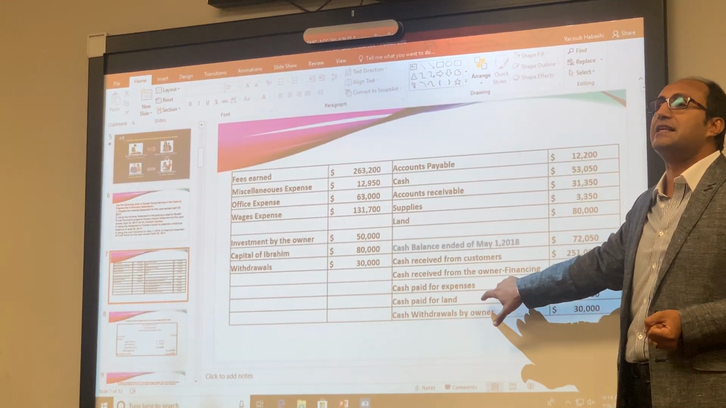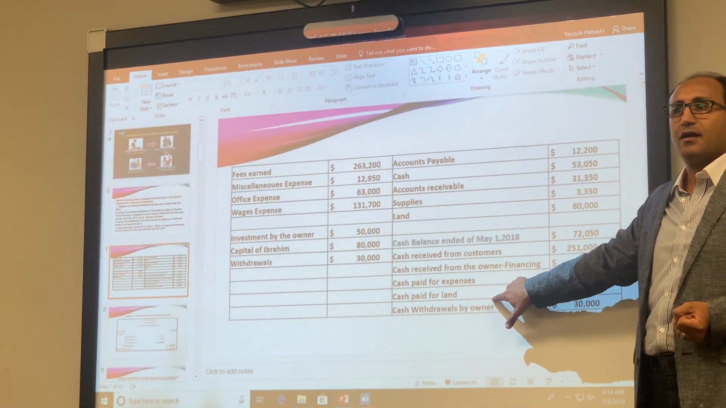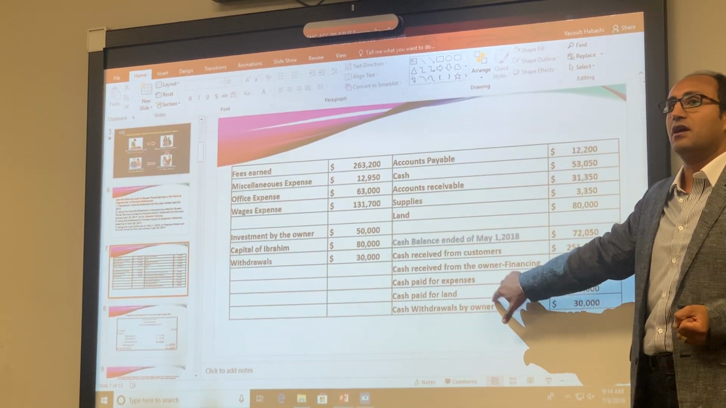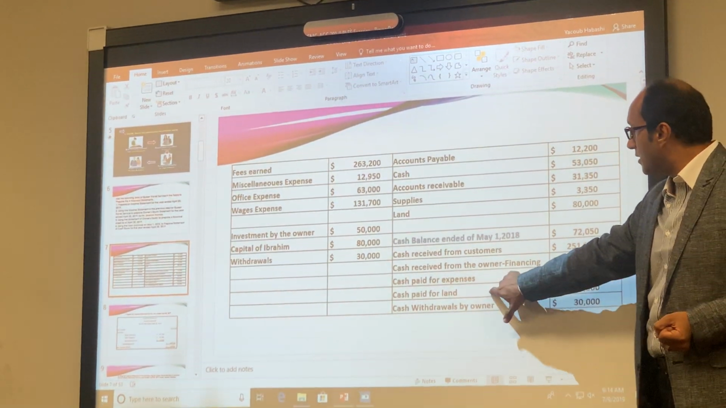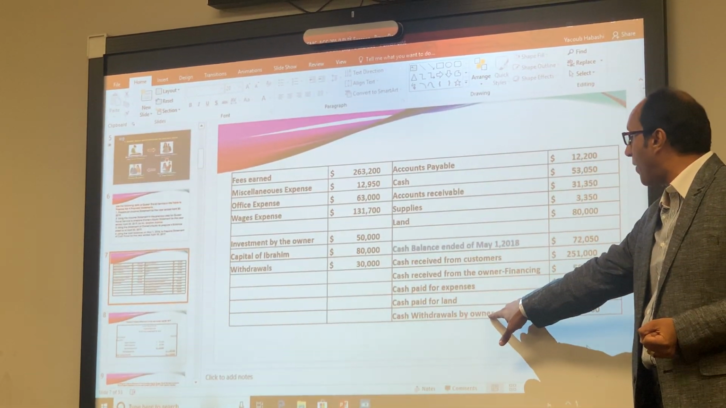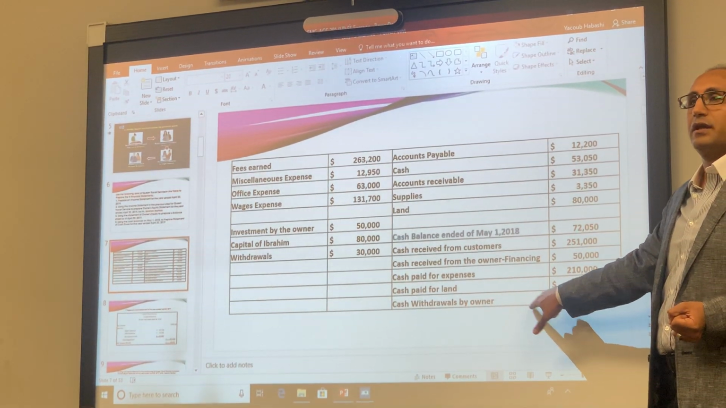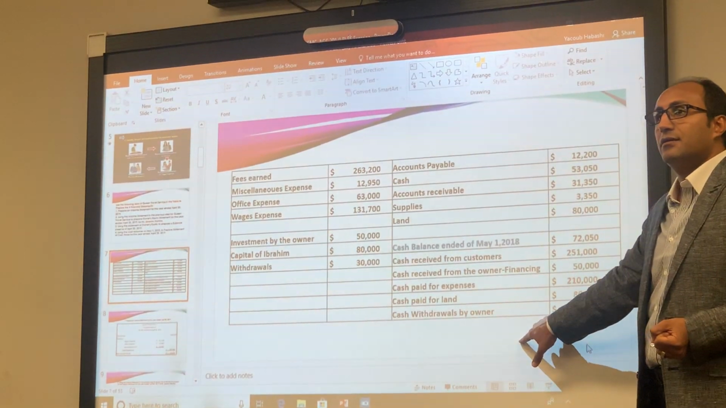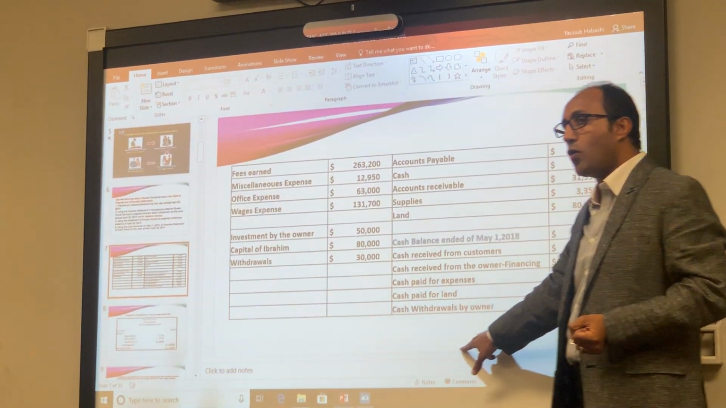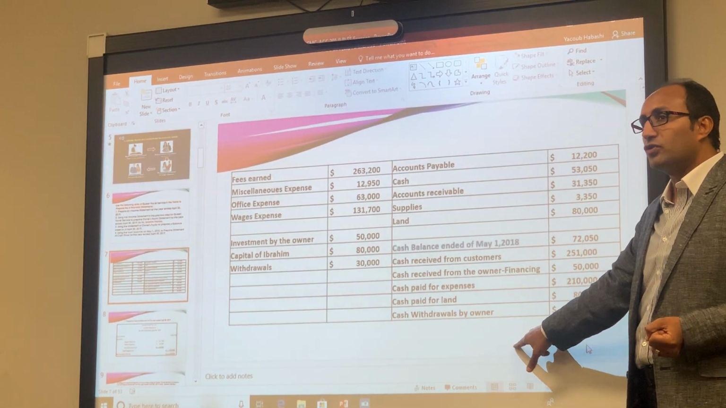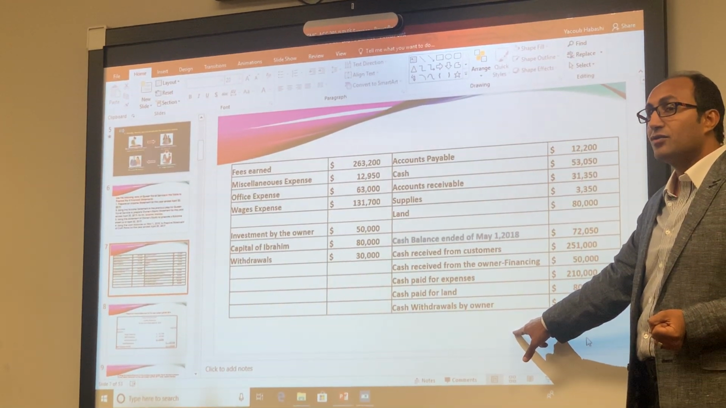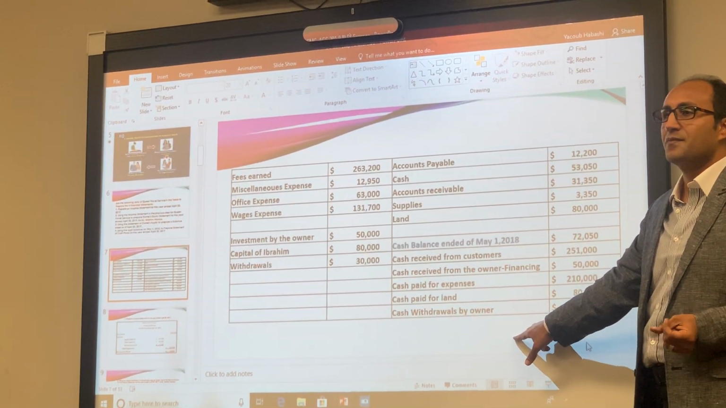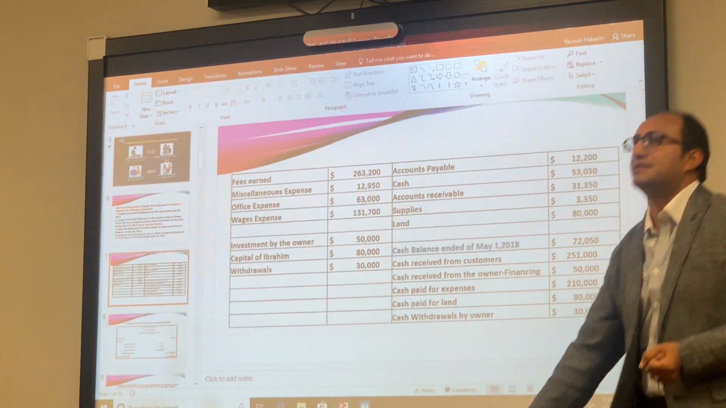You will add this data under the investing activities section. Cash withdrawn by owner. We will deduct or subtract the withdrawal and put it where? The drawing account? Or operating activities? No. The last one, financing.